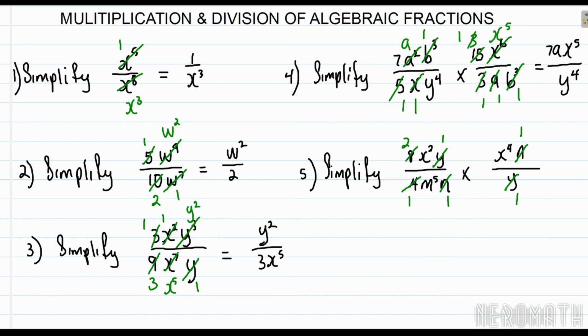So now I'll multiply across. So I'll be multiplying 2 by x squared by x to the power 4. Now remember, when the bases are the same and you're multiplying, you would add the powers. So 2 plus 4 will give me 6. So this will imply 2 times x to the power 6 over, and I'll multiply across on the denominator, so I'll have 1 times m to the power 5 times 1 times 1. So all I'll remain with is m to the power 5.